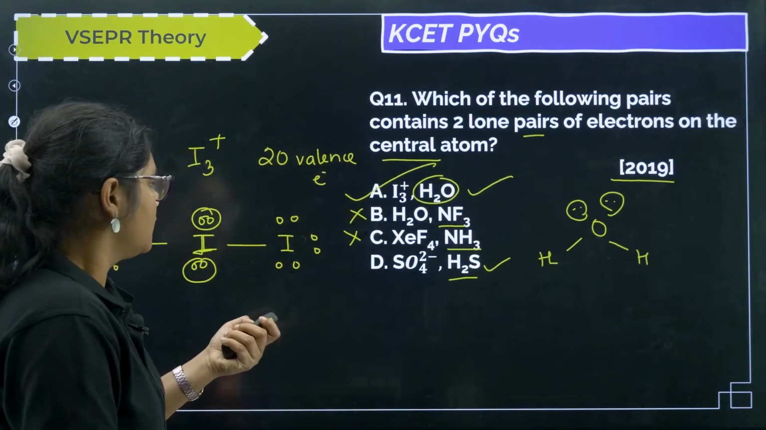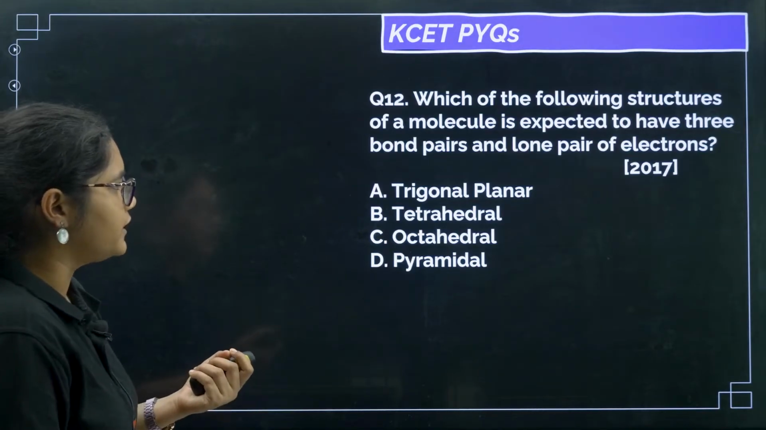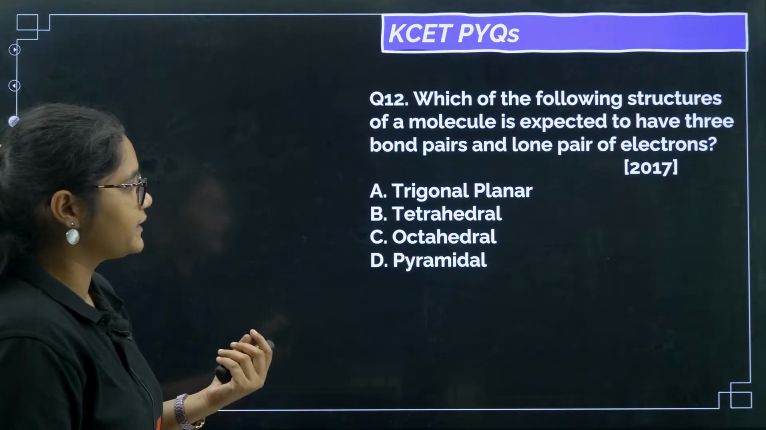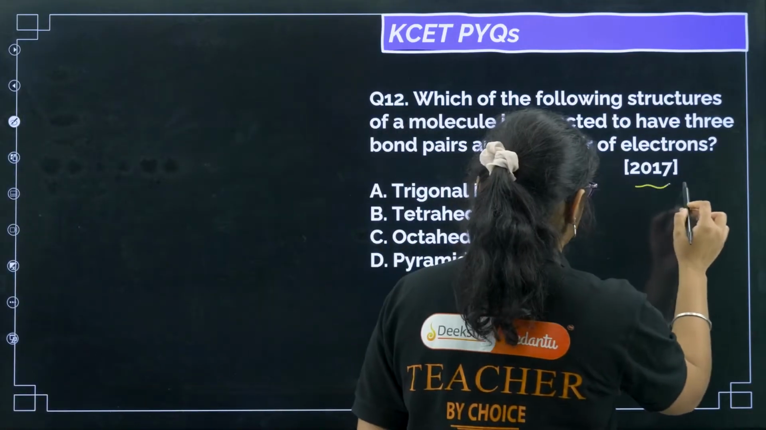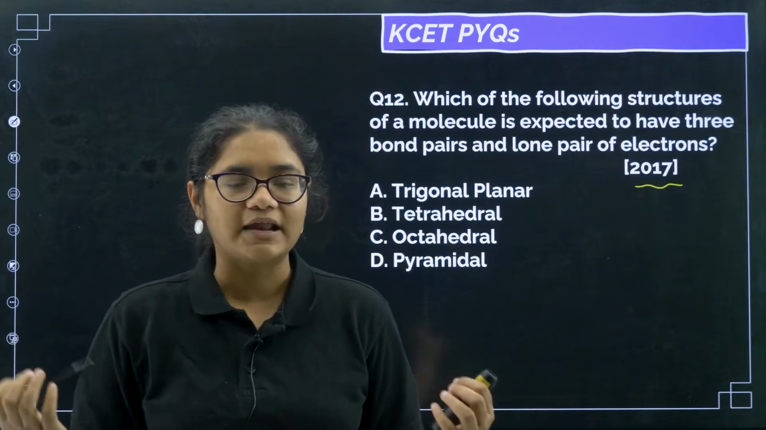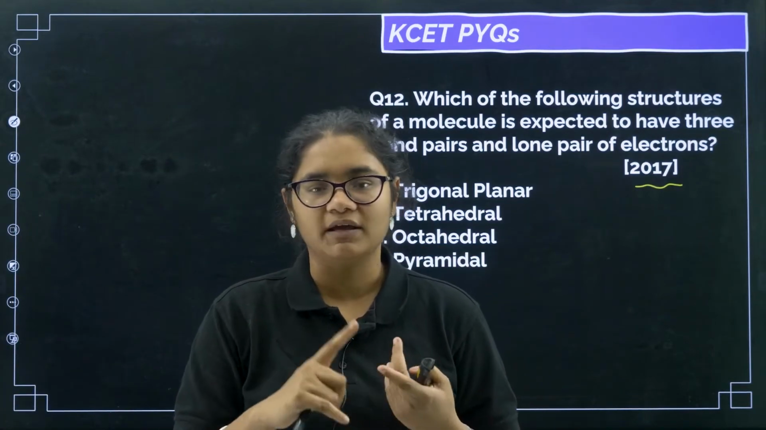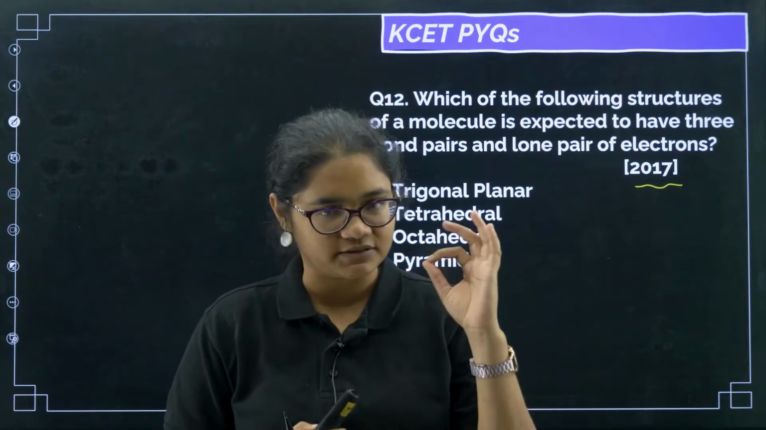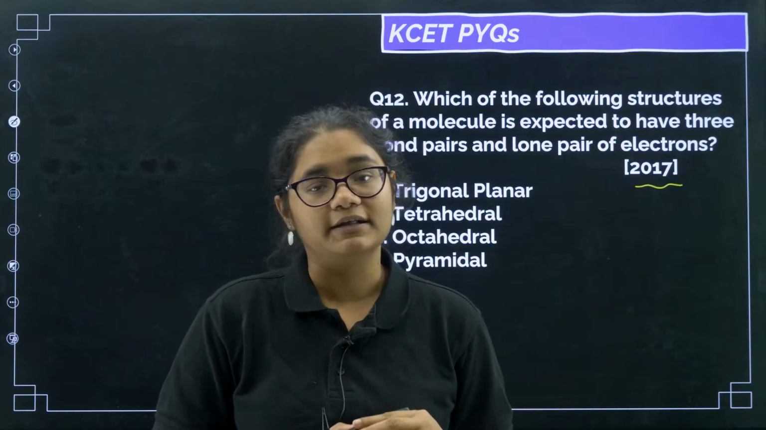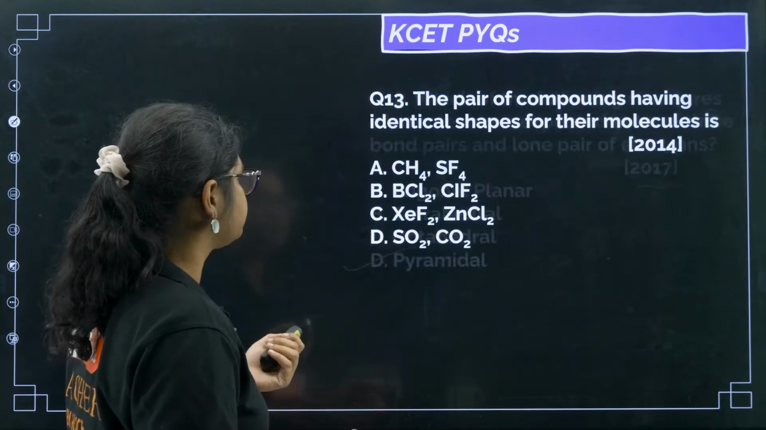Next, question number 12 again is from the VSEPR theory. Which of the following structures of a molecule is expected to have 3 bond pairs and 1 lone pair of electrons? 2017 question. 3 bond pairs and 1 lone pair. So it is sp3 hybridization, 3 bond pairs, 1 lone pair. If there is no lone pair and sp3 hybridization, the shape is tetrahedral. With 1 lone pair, it is pyramidal. So the correct answer here is option number D.